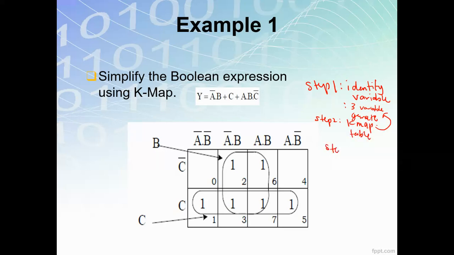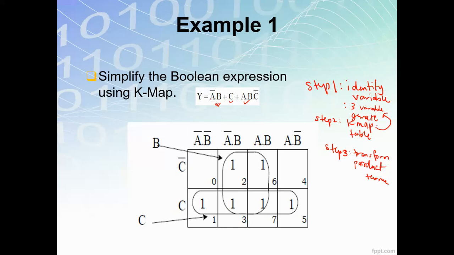Then the third step, you transform the product term into the Kmap. Maksud di sini ialah, in the given expressions, you kena plot. You have to plot each of the product terms that you have in the given Boolean expression.